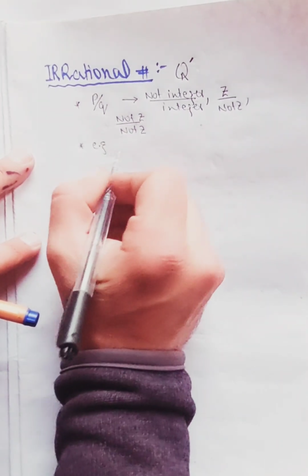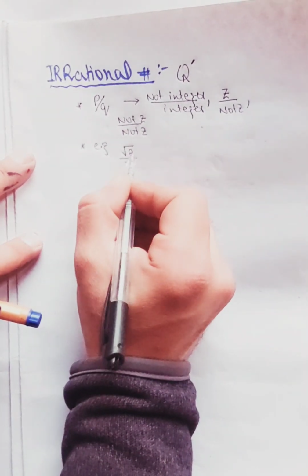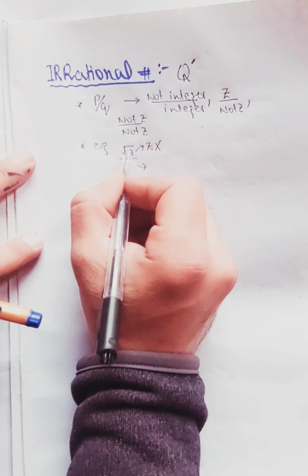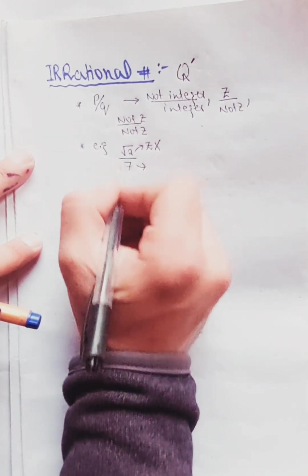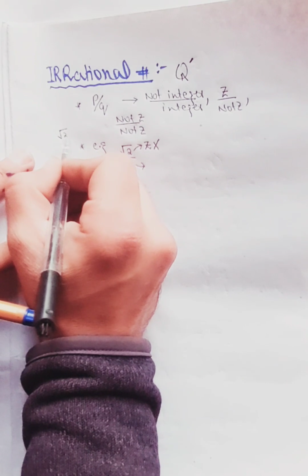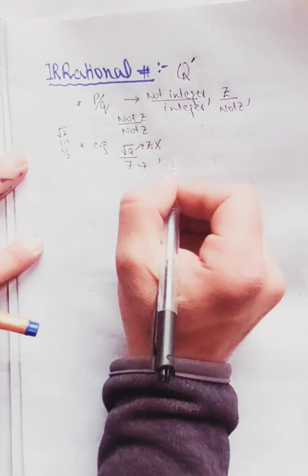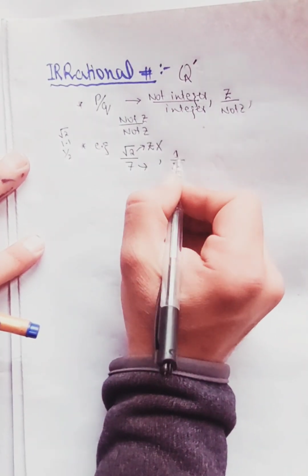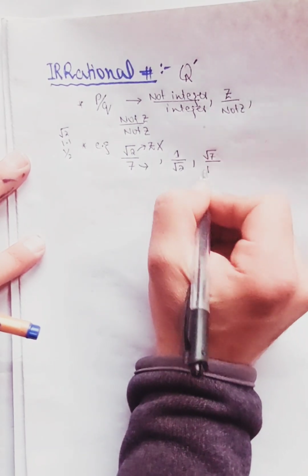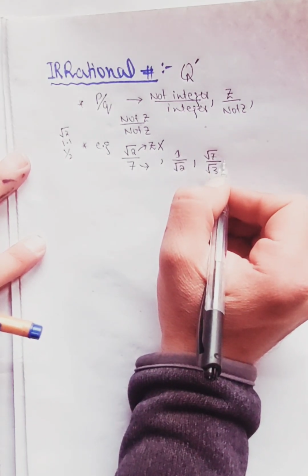Let me make you clear with an example. For example, if we have under root 2 by 7, the top is not an integer. The bottom is an integer, but only if both are integers is it rational, otherwise irrational, so it is irrational. We saw earlier that under roots of non-perfect numbers are not integers, only perfect squares are integers. If we write 1 divided by under root 2, the top is an integer but the bottom is not an integer, so it is irrational. Under root 7 divided by under root 3, the top is not an integer and the bottom is not an integer, so it is an irrational number.